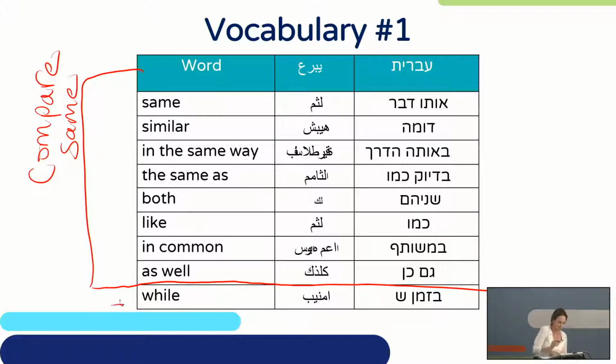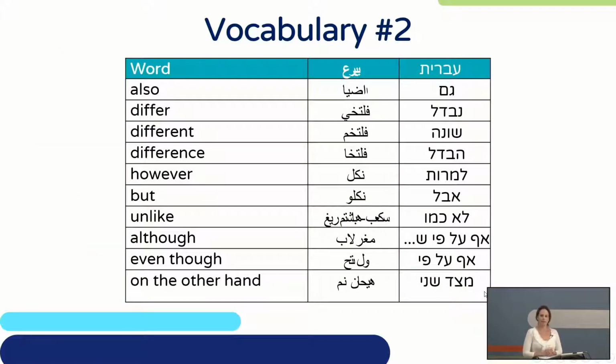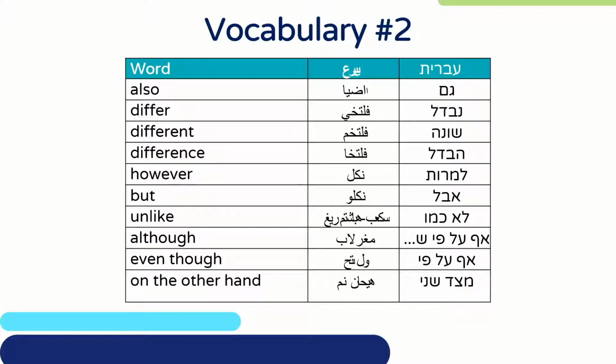Now we're going on to this word, while, בזמן ש. While is a word that when I see, I know I am contrasting things, saying why things are different. Let's move on to vocabulary word list number 2. We have the word here, also. Also means גם. When I see the word also, I know I'm comparing two things or more than two things, saying why they are the same.